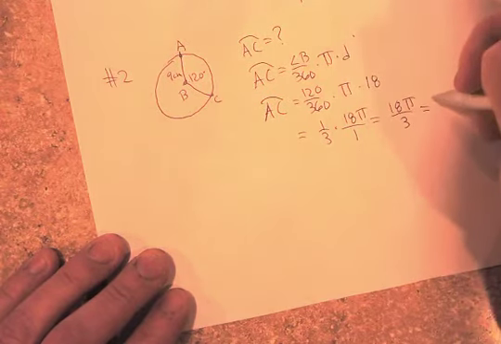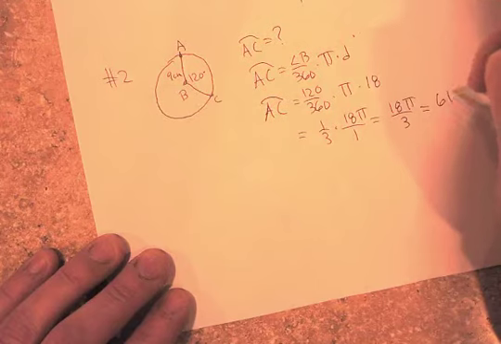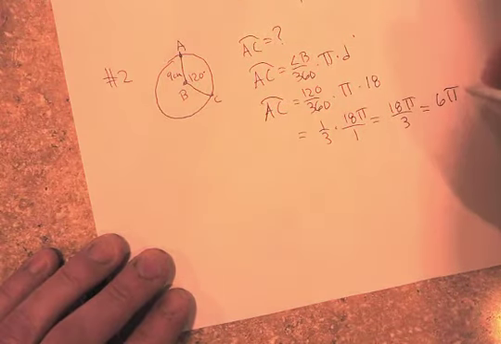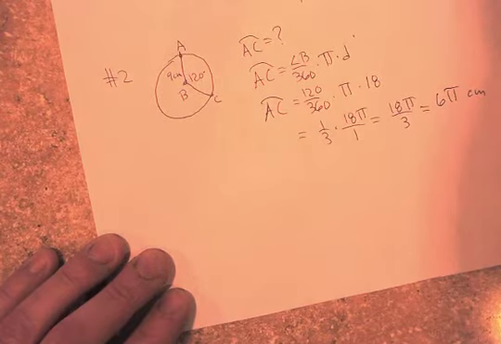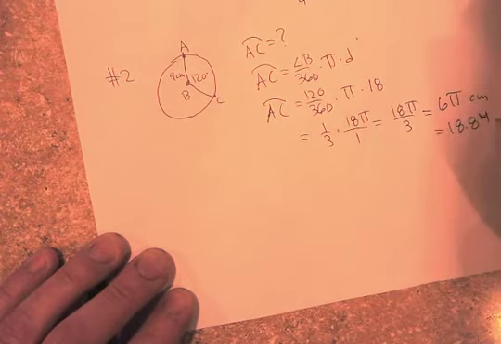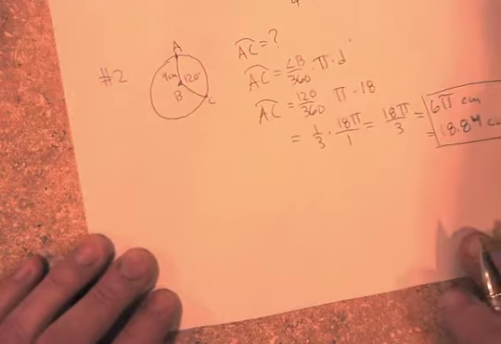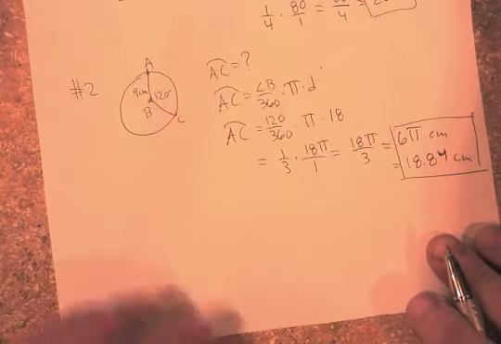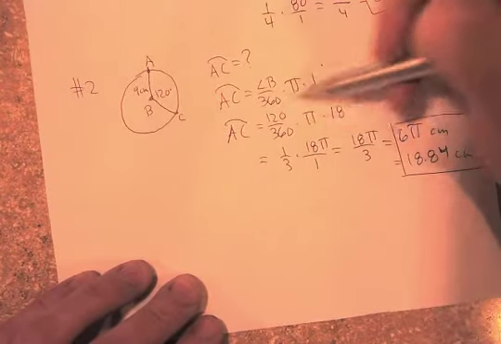You could reduce before, or you could just multiply across, 18 pi over 3, and make sure you reduce at some point. So 18 divided by 3 is 6, right? So the answer is just 6 pi in terms of pi, and if it says give it as a decimal, it's 18.84 centimeters. So I just plugged into the formula and then just got to solve this out.